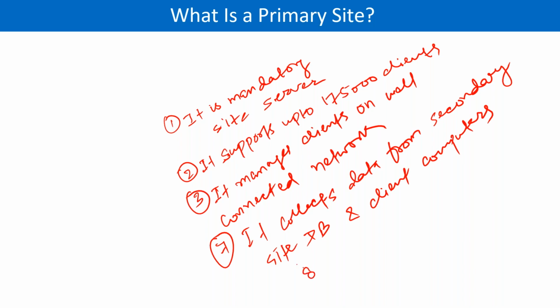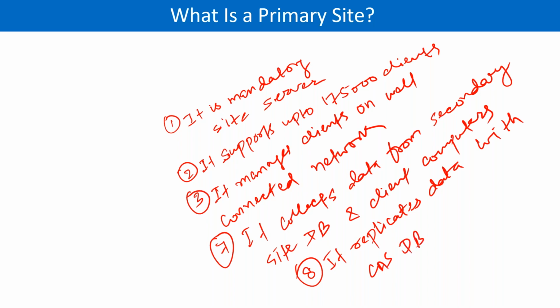Point number 8. It replicates the data with the central administration site database. If you have central admin, then it works. If you don't have central, then it does not do that. This is optional, this is conditional. If you have central, then only this happens. So it replicates data with the CAS database.